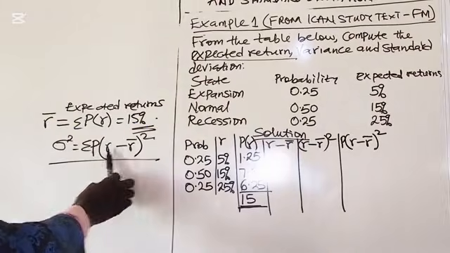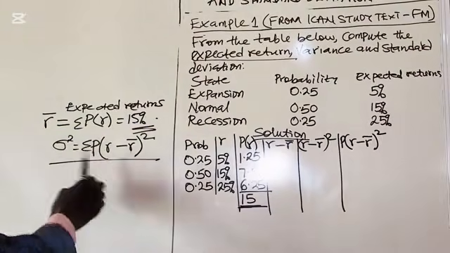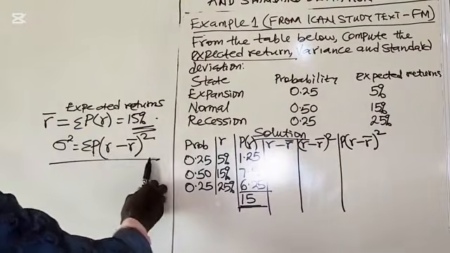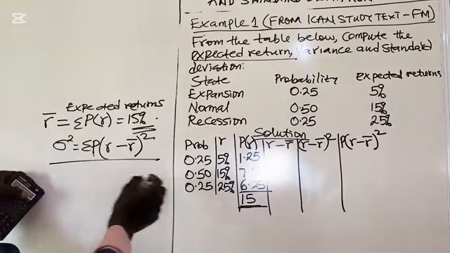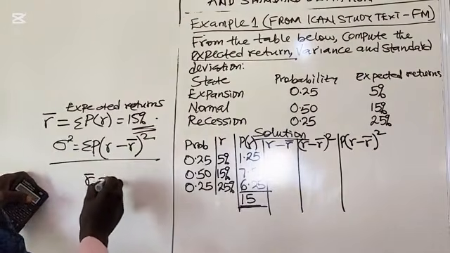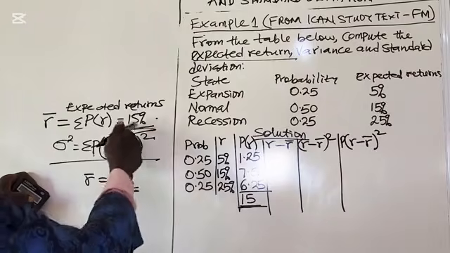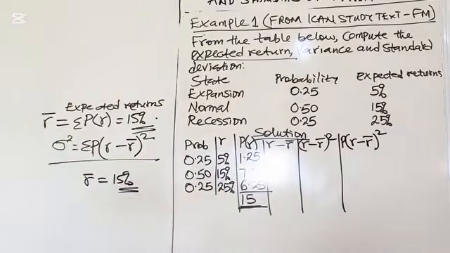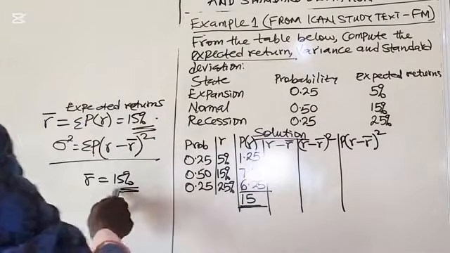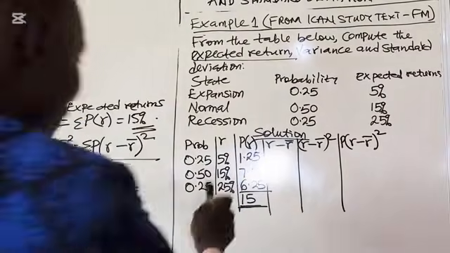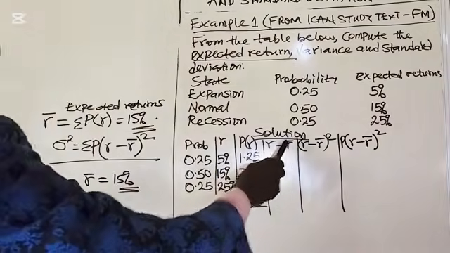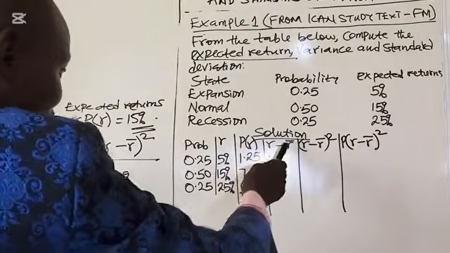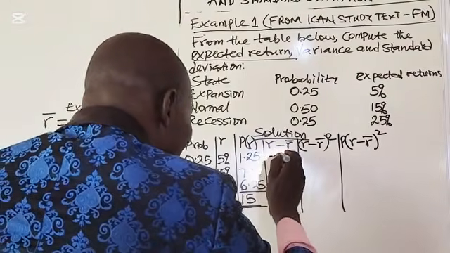Then we've gotten all the variables. So the next is just to sum up this column. So we sum up the results obtained at that column. Remember R bar, that is the expected returns, is 15% as calculated. So anywhere you need R bar, you use 15% in place of R bar. 5, which is R, minus R bar, which is 15. 5 minus 15, that gives us minus 10.